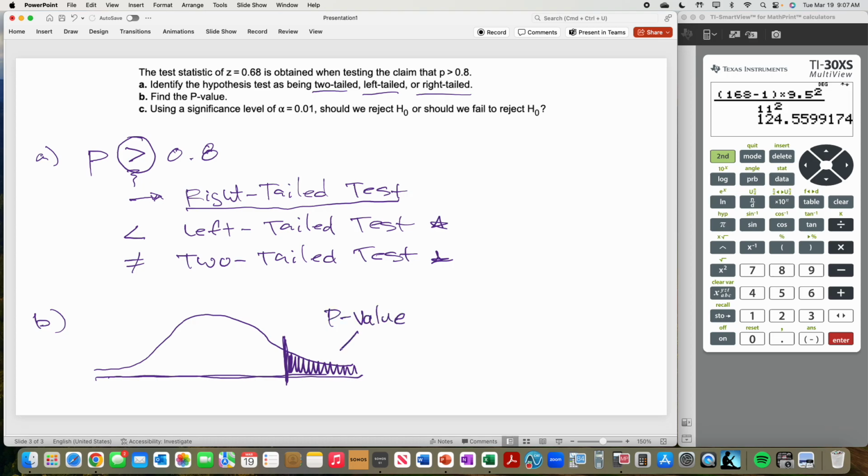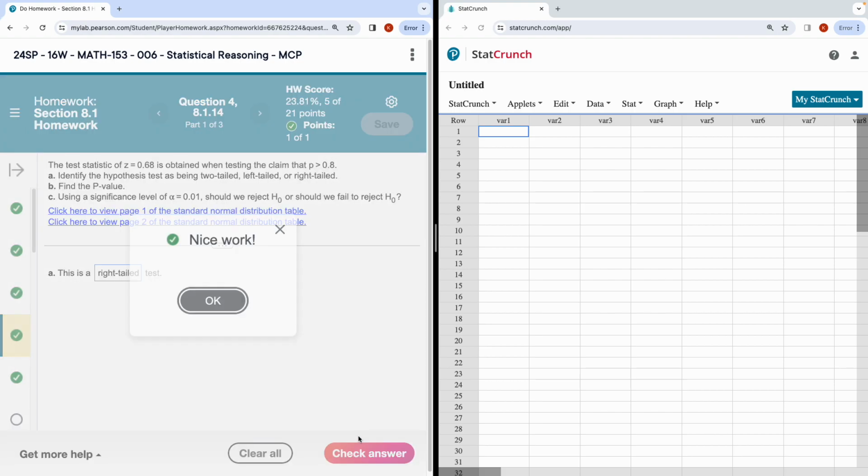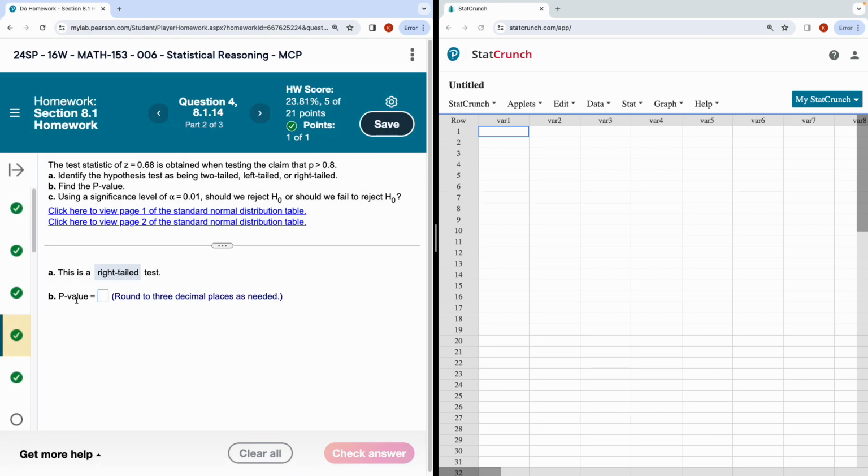So I'm going to need my normal calculator for that. Now, fortunately, they've told us that our test statistic is 0.68. So this is definitely not to scale, but if I find the area to the right of 0.68, then I will know what my p-value is. So let's go look at that. So let's answer the first question. We know that this is now a right-tailed test, so we should get that one correct, and we do. Now let's find the p-value.